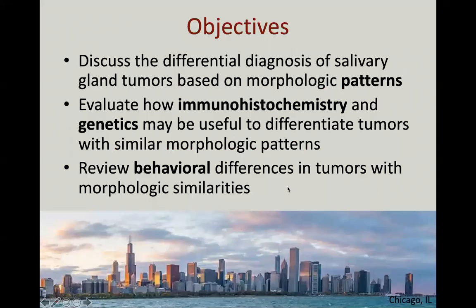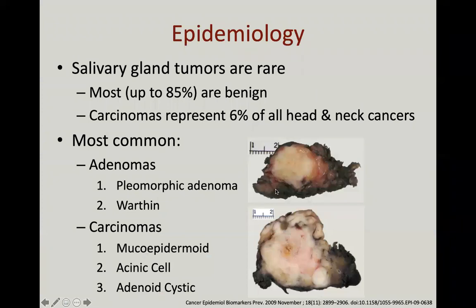So we'll discuss the differential diagnosis of salivary tumors based on morphologic patterns. We'll evaluate how immunohistochemistry and, importantly, genetics may be useful to differentiate tumors with similar morphology. And we'll talk about why these behavioral differences are important. So salivary tumors are rare, as you know, and most are benign. The most common adenoma is pleomorphic adenoma, followed by Warthin, and the most common carcinomas are mucoep, acinic, and adenoid cystic.